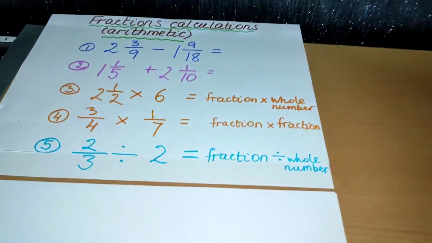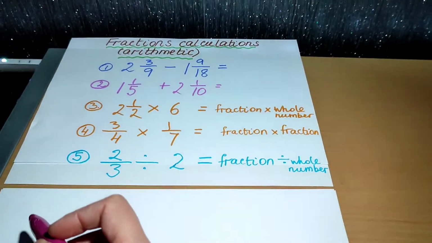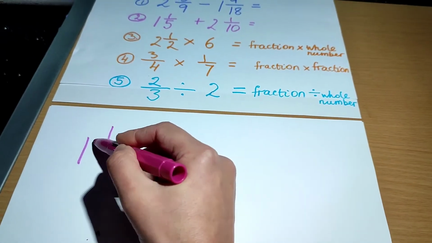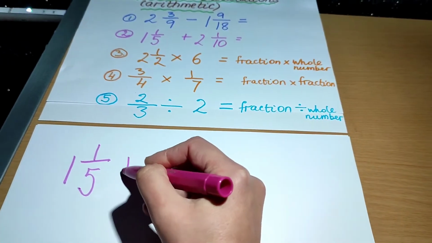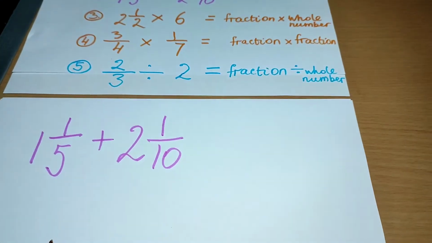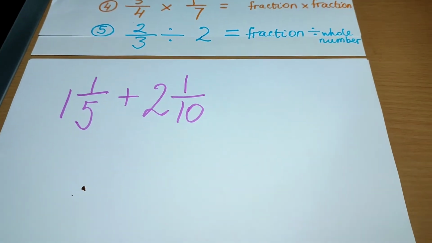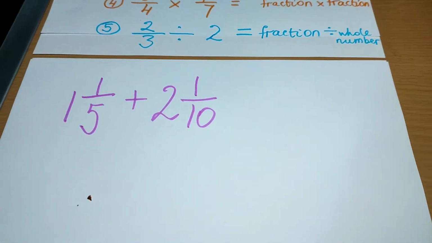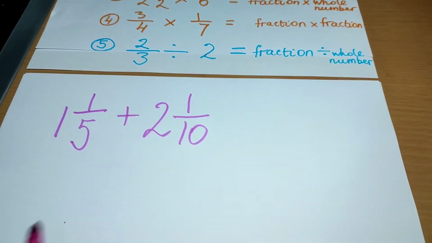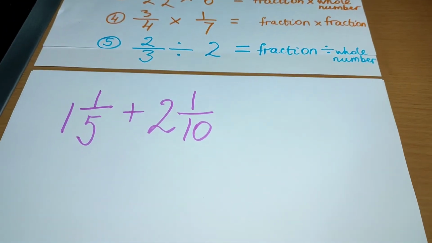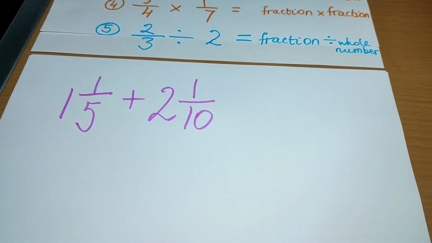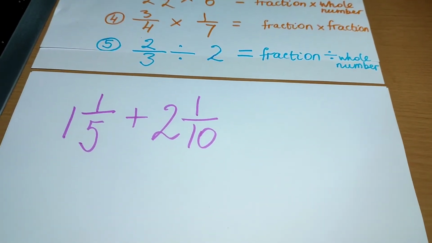Now let's look at our second calculation, our addition. So we have 1 and 1/5, add 2 and 1/10. Okay, so we're adding two mixed numbers. When we're adding mixed numbers, we don't really need to turn them into improper fractions, because you can add numbers whichever way around. For subtraction, yes, you do need to turn them into improper fractions, but for addition, you don't have to. So it's up to you whether you want to do it or not. Let's do it both ways.